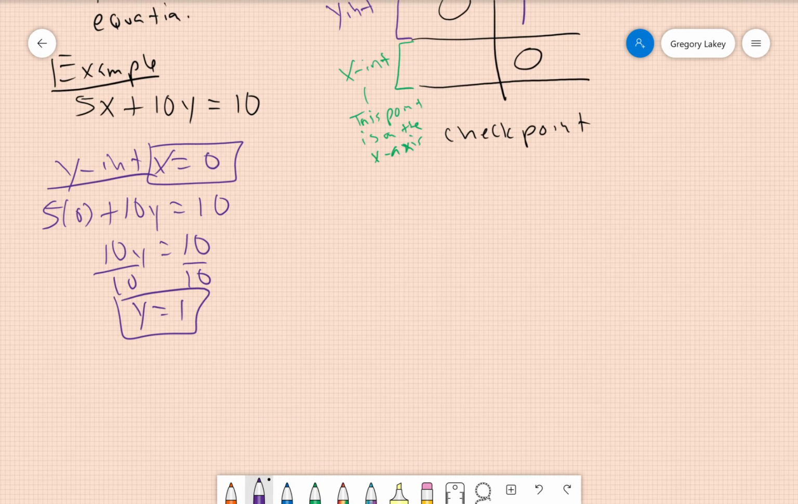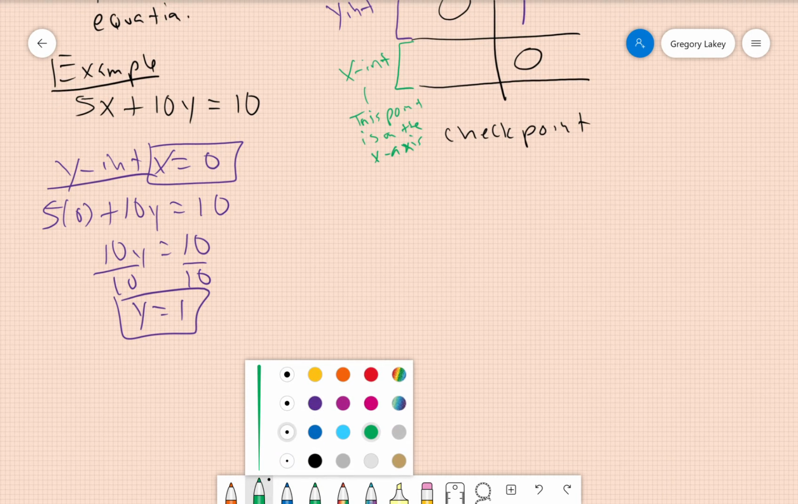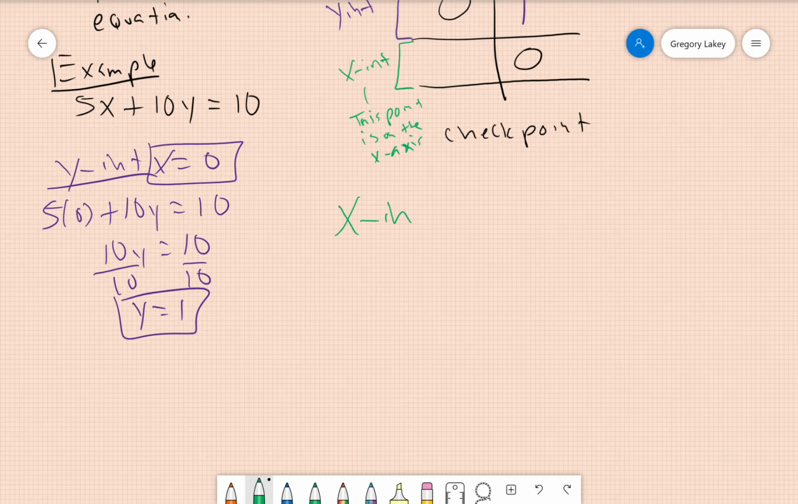Now let's go ahead and do the x-intercept. Draw the line. We know what we're solving for. X-intercept, we know that the y has to be 0.